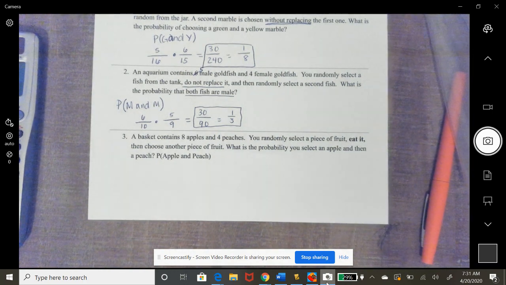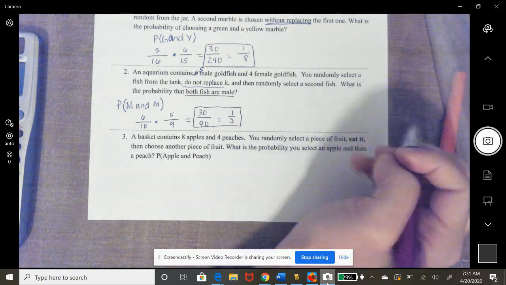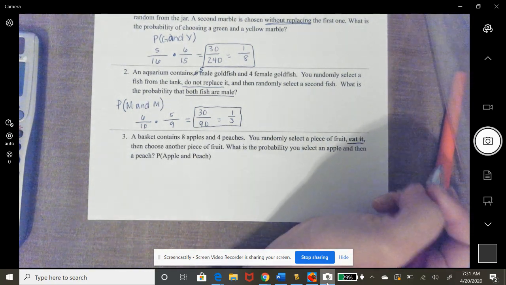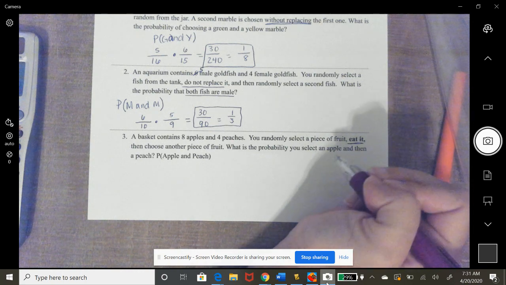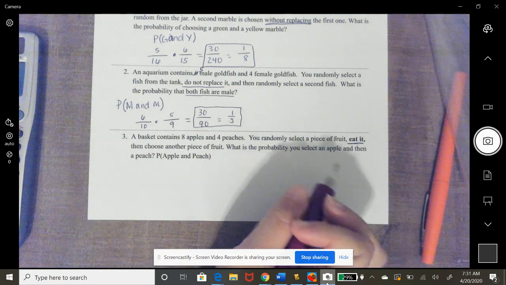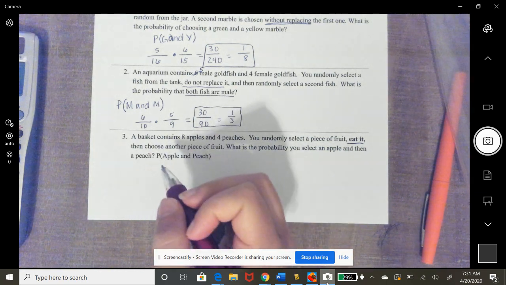All right, and then the last one. A basket contains 8 apples and 4 peaches. You randomly select a piece of fruit, eat it. If you eat it, is it going back in the bowl? No. So you're taking that piece of fruit and it's gone. And then you choose another piece of fruit. What's the probability you select an apple and then a peach?